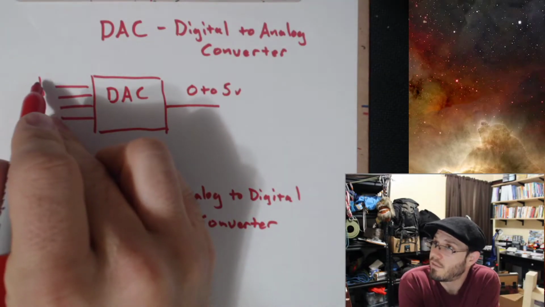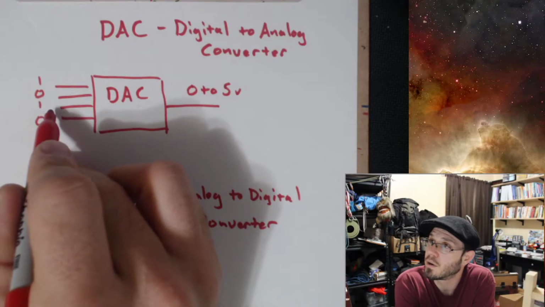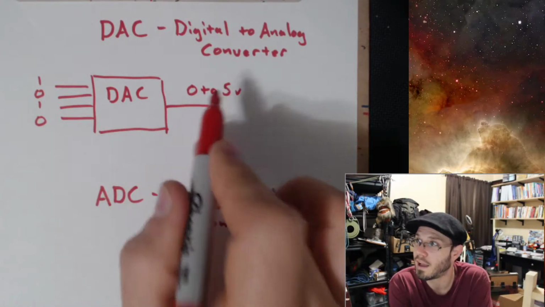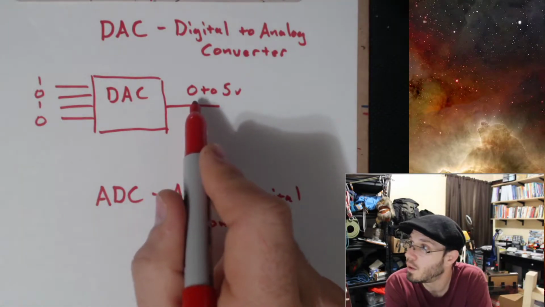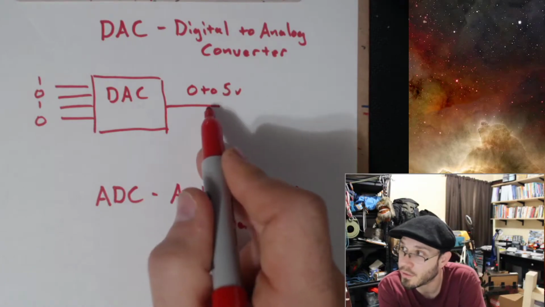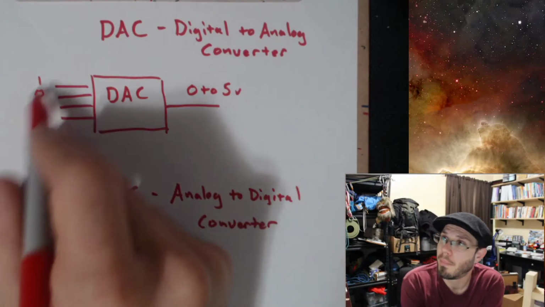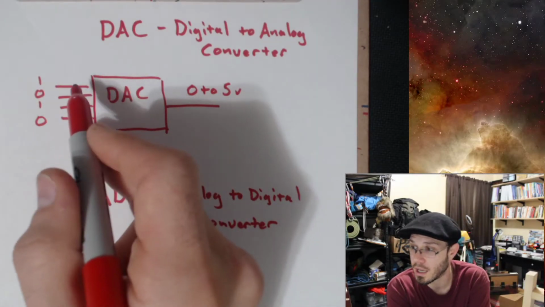So 0 or 5 volts, 0 or 5 volts, 0 or 5 volts, all on one wire. Because this can be 0, it could be 1, it could be 2, it could be 3, 4, 5 volts, or anything in between. But each one of these wires can only be a logic low or a logic high.